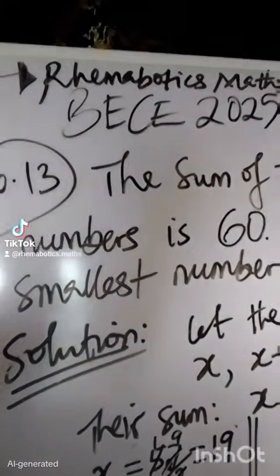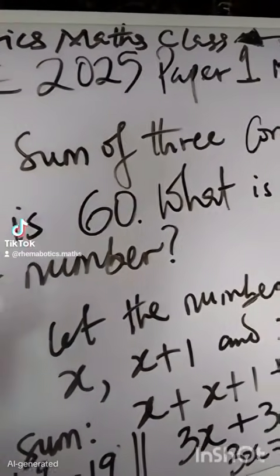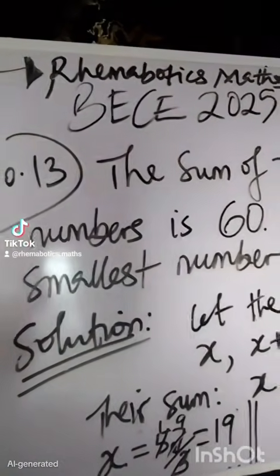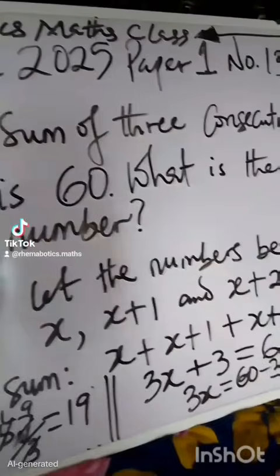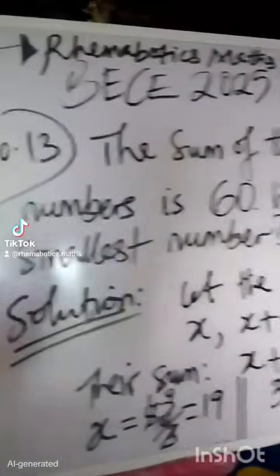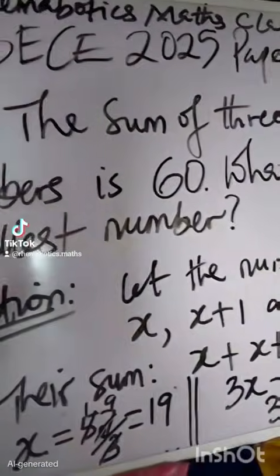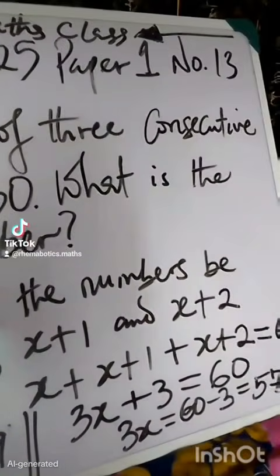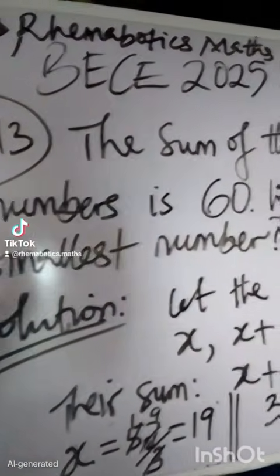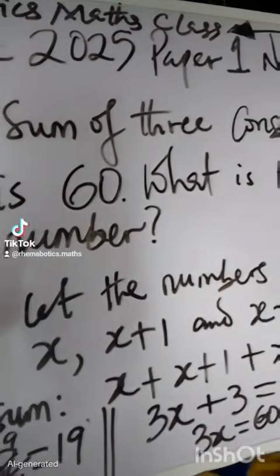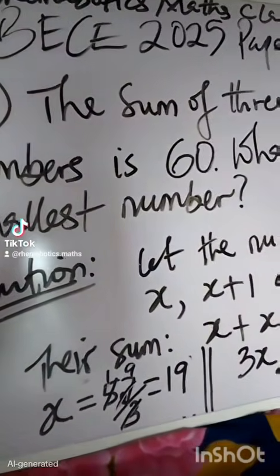Okay, you're welcome to the Rhemabotics math class. This is BECE 2025, paper 1, number 13. The sum of 3 consecutive numbers is 60. What is the smallest number?